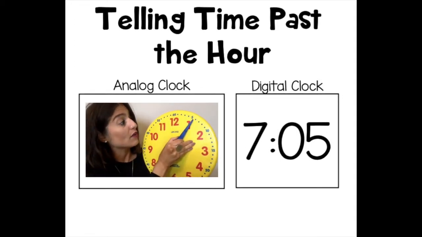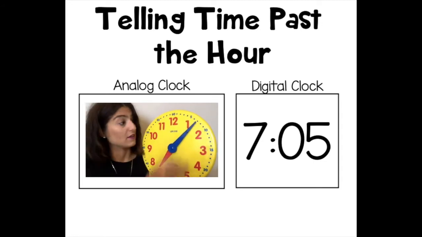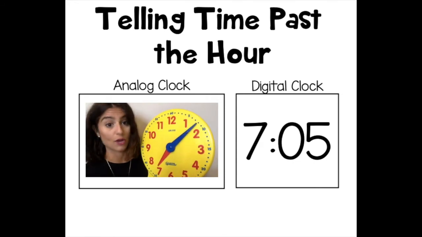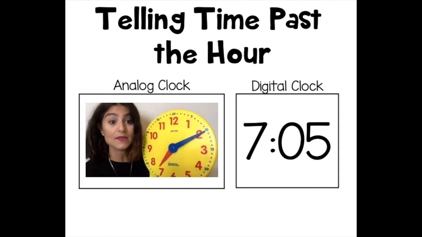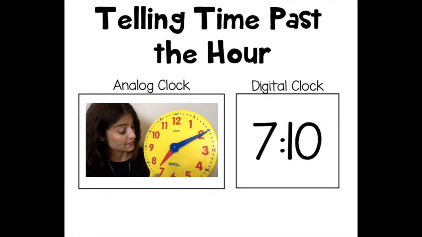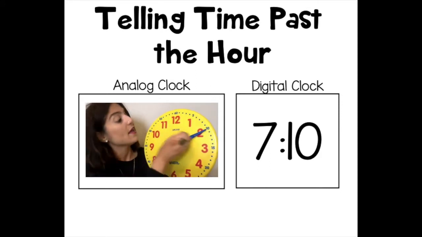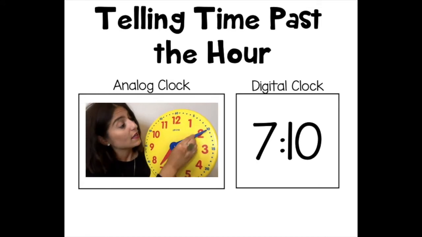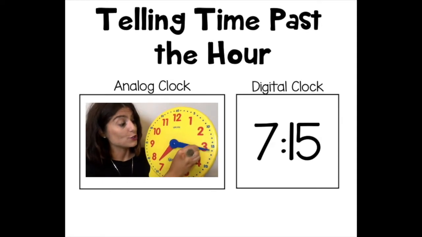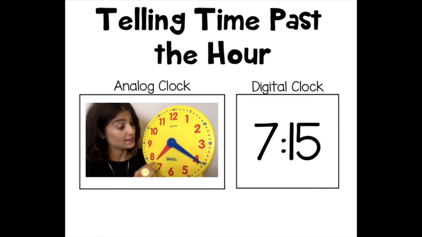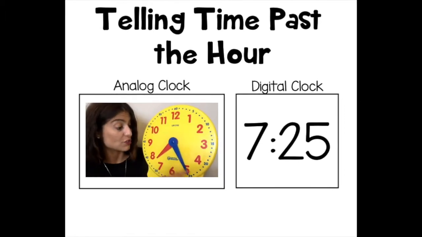And then another minute will have gone by, 6 minutes past 7 o'clock. Then 7 minutes past 7 o'clock. 8 minutes have gone by. 9 minutes past the hour. And then 10 minutes have gone past 7 o'clock. We call this 7:10. It means 10 minutes went past the hour of 7 o'clock. And then if you keep going, it's 15 minutes past 7 o'clock, 7:15. 20 minutes have gone past 7 o'clock, 7:20. Then 25 minutes have gone past 7 o'clock, 7:25.